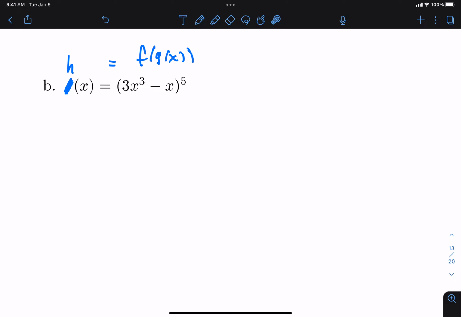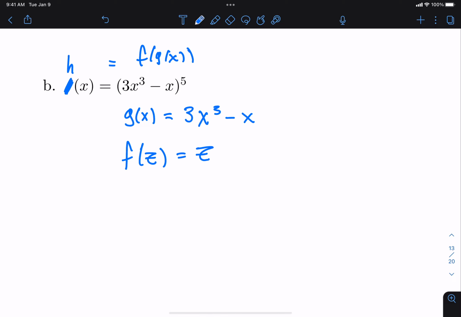A good rule of thumb for this type of problem is, look, whatever's on the inside of the parentheses, that's the, quote, inside function. So in this case, the inside function, g of x, I would say is 3x cubed minus x. And if that's the inside function, what is it being plugged into? f of z should be what? Yeah, z to the fifth. If I plugged in this thing for z, I would get back my original thing.